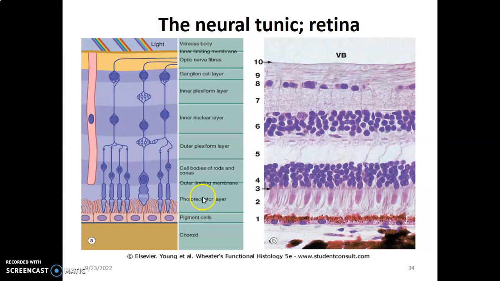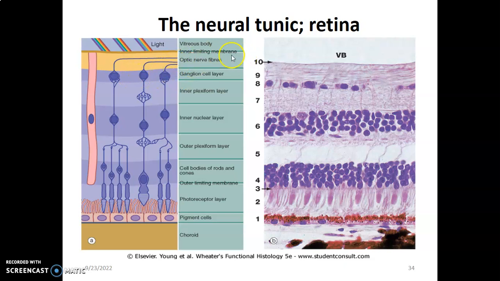cell layers containing nerves, the ganglion cells that are now carrying the visual information into the optic nerve fibers to the inner limiting membrane. So those are the layers: you have your pigment cell layer, followed by photoreceptors, then the outer layers, followed by the optic nerve, and the inner limiting membrane. So basically those are the layers of the retina.